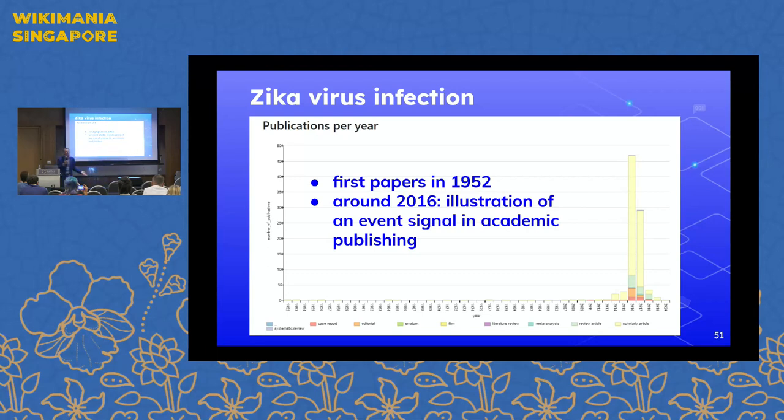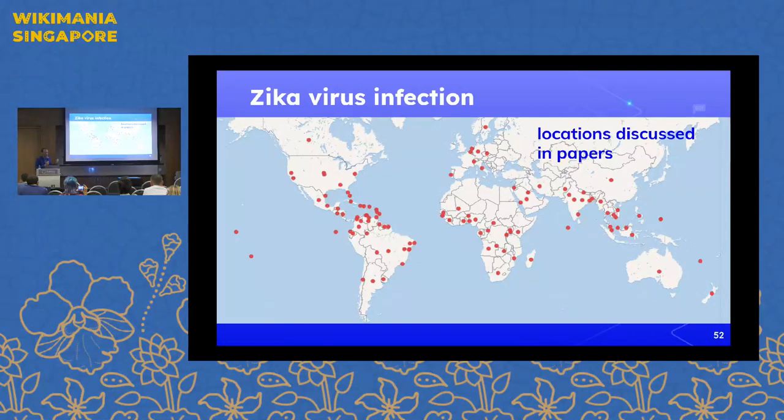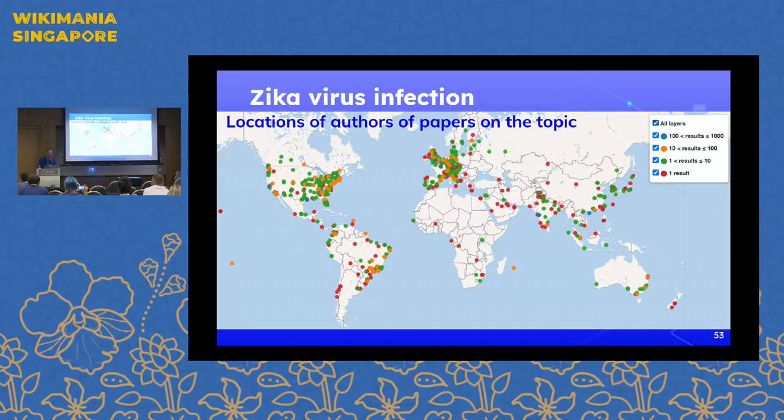And Scholia was waiting there. Wikidata was waiting there, curating this information, ready to go when an epidemic breaks out. If anyone mentions a location in these academic papers, you can find out what locations this particular disease appeared in. You can see it was global. It appeared all over the place. Nice visualization you get from the Wiki platform.